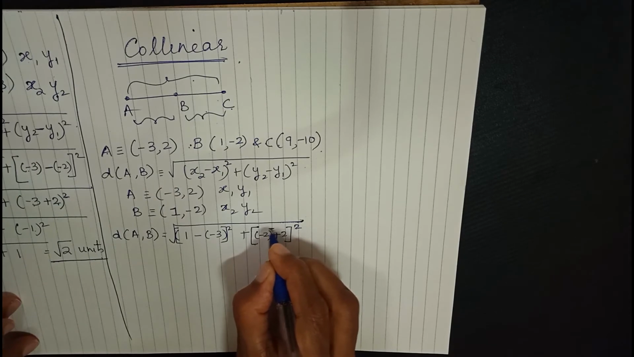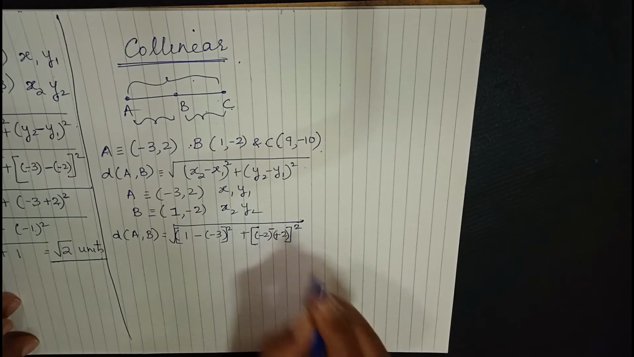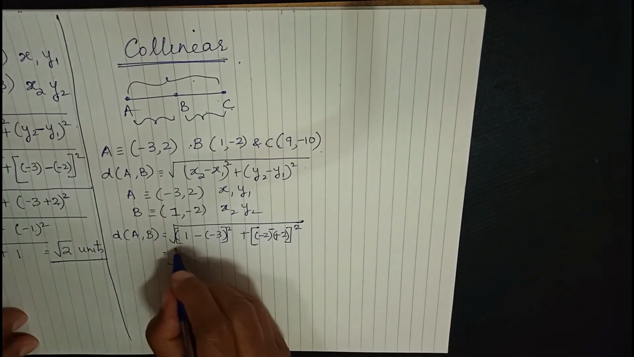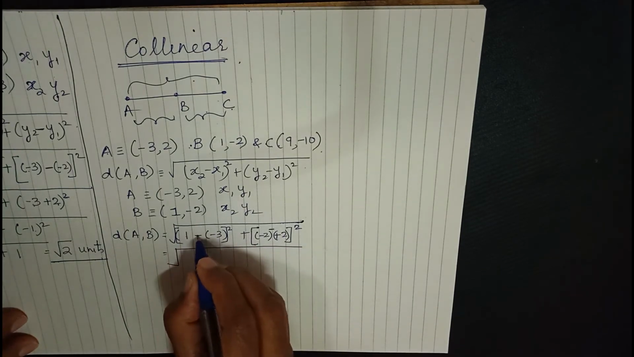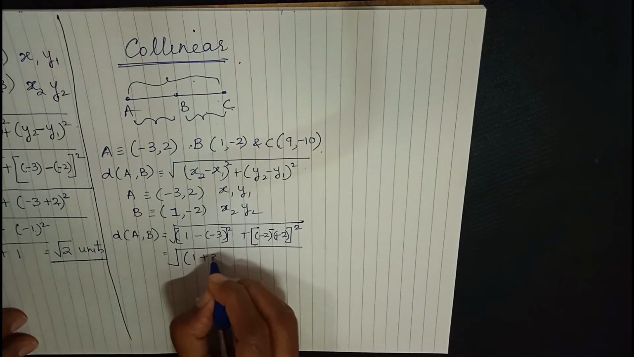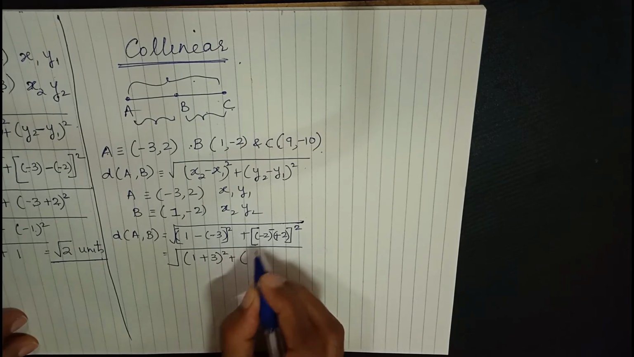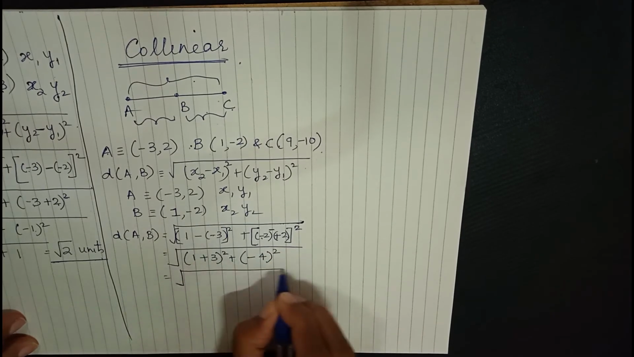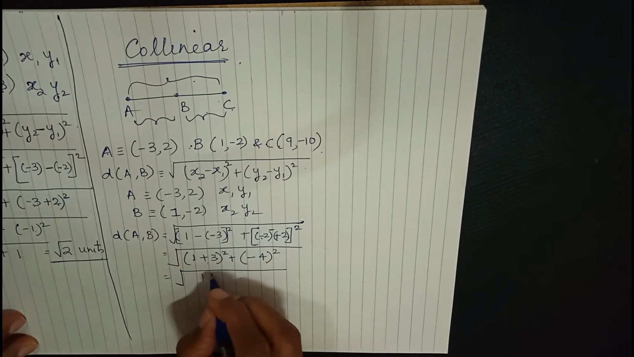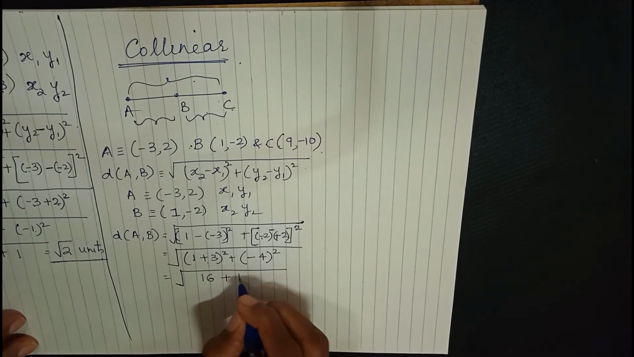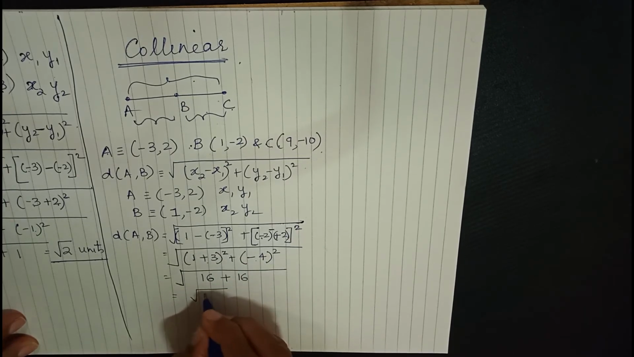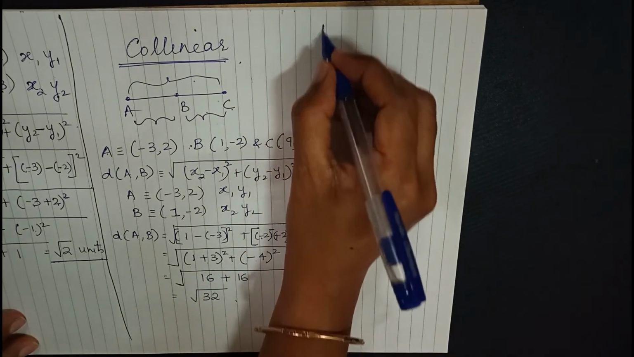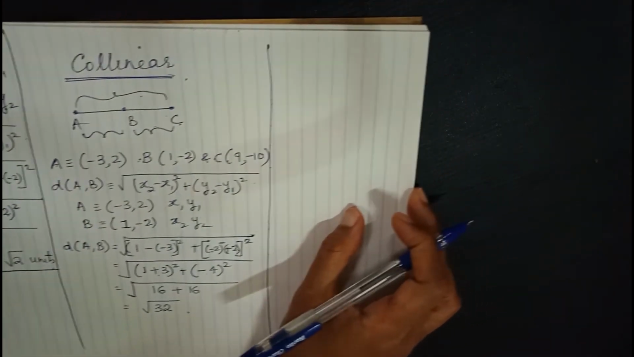Sorry, I have to put a minus sign here. Whole square, right? So now you can see 1 minus of minus 3 will become plus 3. Next, minus 2 minus 2 will become minus 4. So 1 plus 3 is 4, 4 square is 16, minus 4 square is also 16. So we get answer as root 32. Right? For the time being, let's leave it as it is. Then I'll show you why we have to simplify this further.